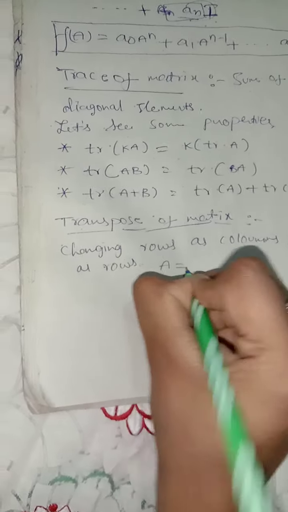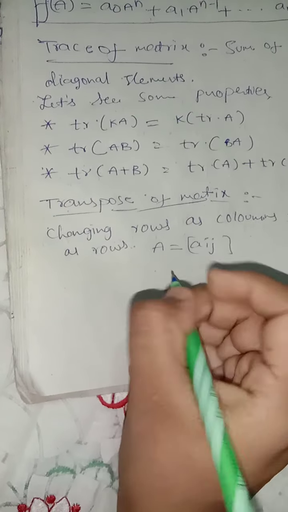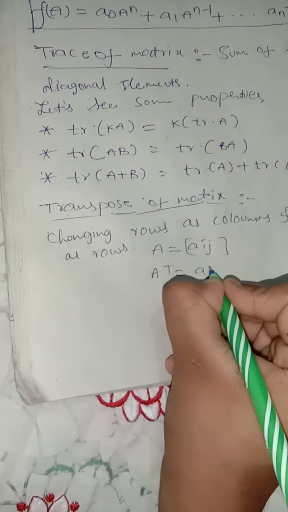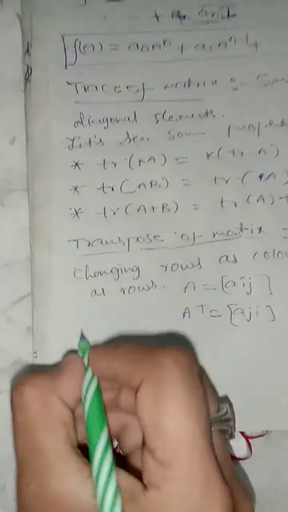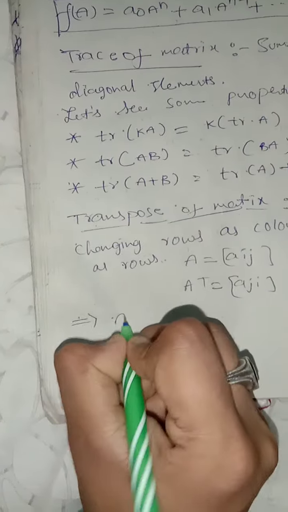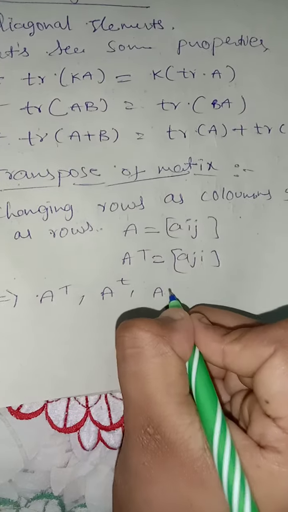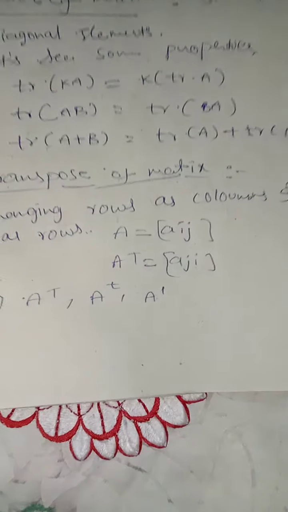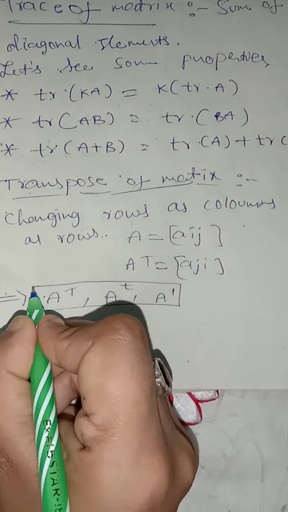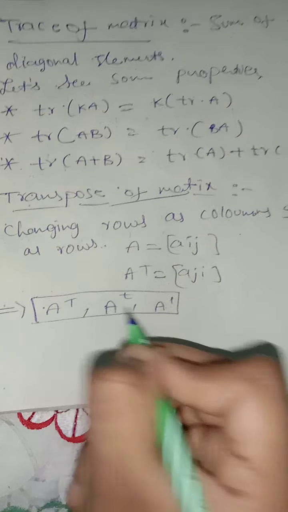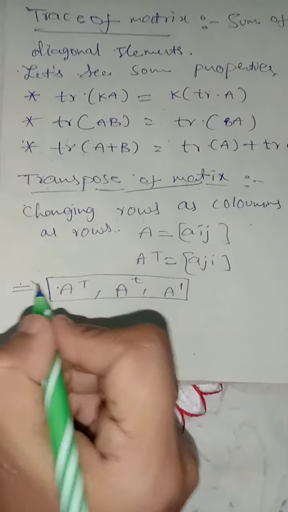For example, A equals Aij. Then A transpose equals Aji. Simple. It is denoted as A capital T, or A small t, or A with a small hyphen. I think most people are confused in the representation of transpose of a matrix and inverse of a matrix.